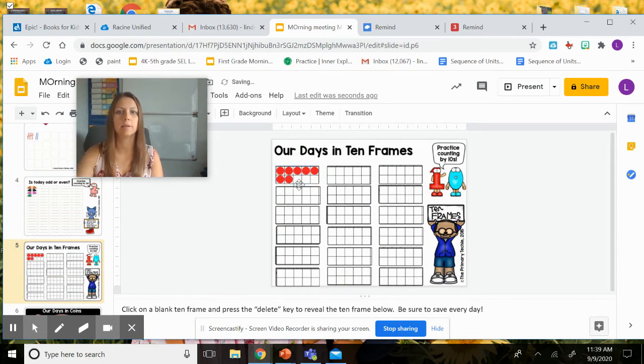All right, onto our 10 frame. Let's add another counter. Our days in the tens frame, we have a group of 5 and 2 more. So 5, 6, 7.